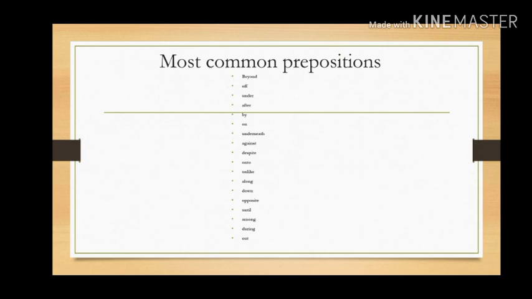Here are some common prepositions. Beyond, off, under, after, by, on, underneath, against, despite, onto, unlike, along, down, opposite, until, among, during, and out. These are only a few, but there are hundreds of different prepositions in English.